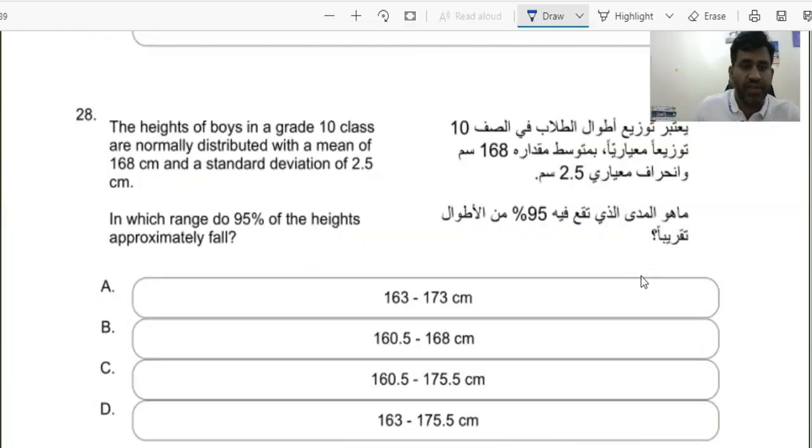Question number 28 here is: the heights of boys in a grade 10 class are normally distributed with a mean of 168 centimeter and a standard deviation of 2.5 centimeter. In which range do 95% of the heights approximately fall? So here, to answer this question, you need to know two things: what actually the normal distribution is, and what a standard deviation is.